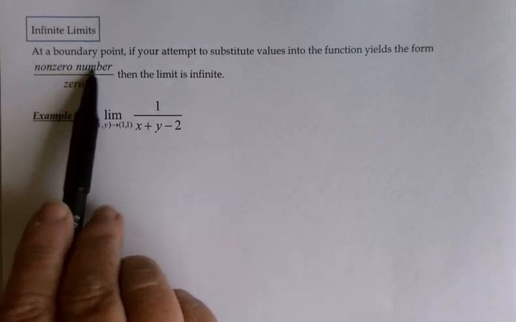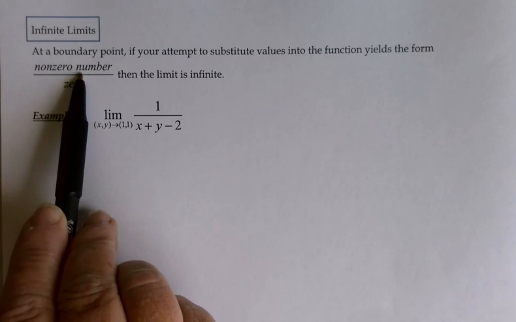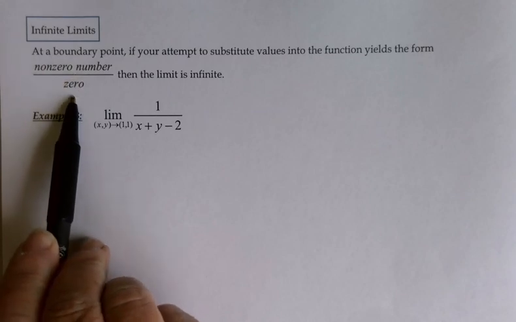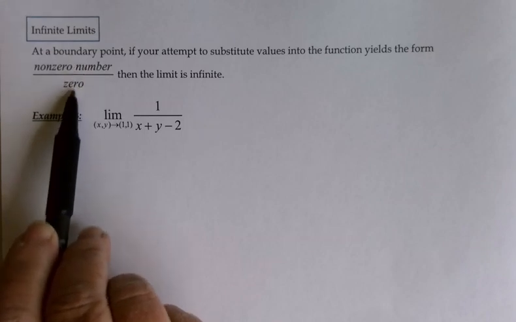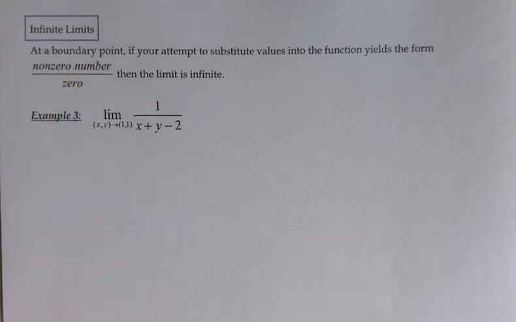If you think about it, think of a finite number, like say 5, divided by something really, really small, like a millionth. 5 divided by 0.00000001 is a very, very large number. The limit becomes infinite.